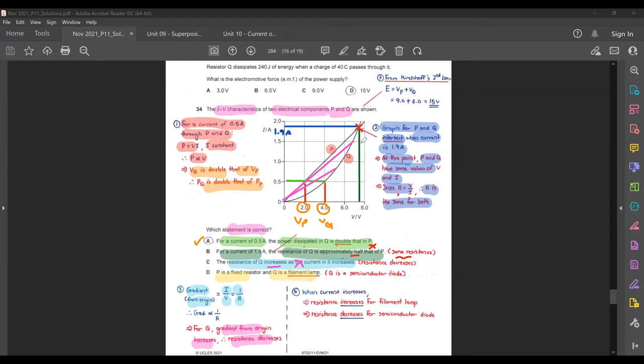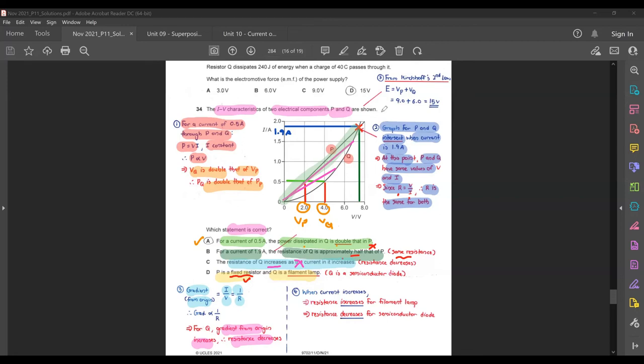So in our case, for P, P is a fixed resistor. This one is correct, because you see, P is this line here. It's getting a bit messy, sorry. P is this line here, right? It's a straight line. The gradient is constant, so resistance is constant. So this one, P being a fixed resistor, is correct.